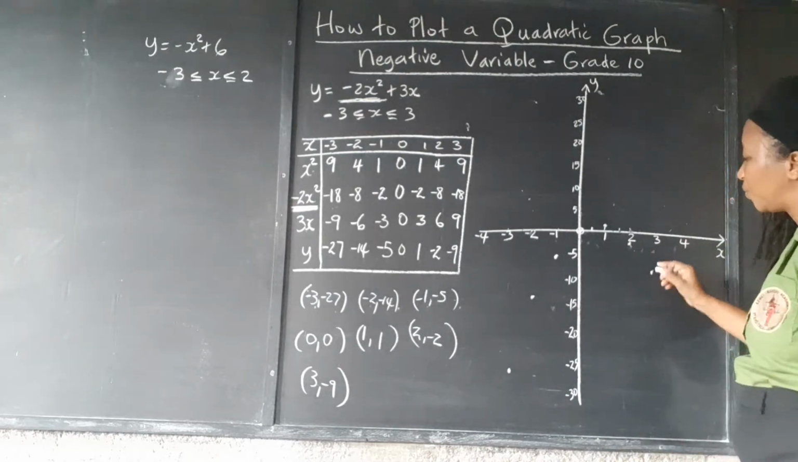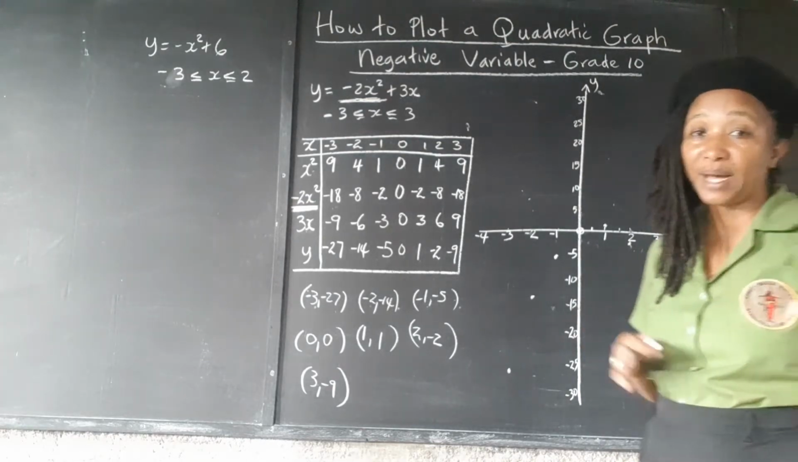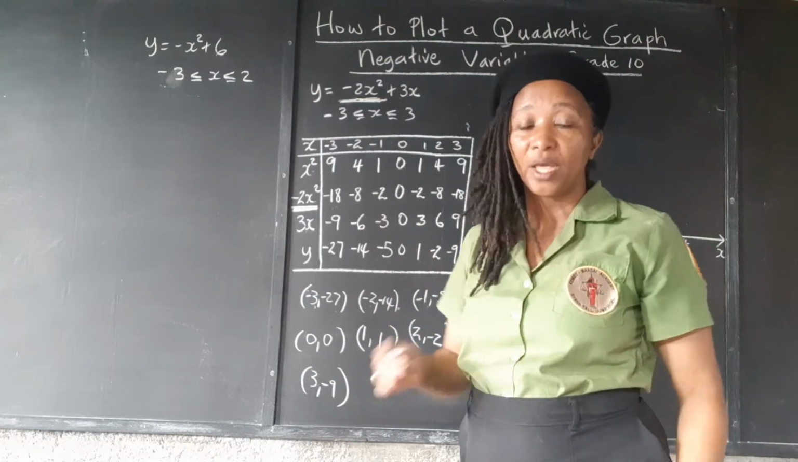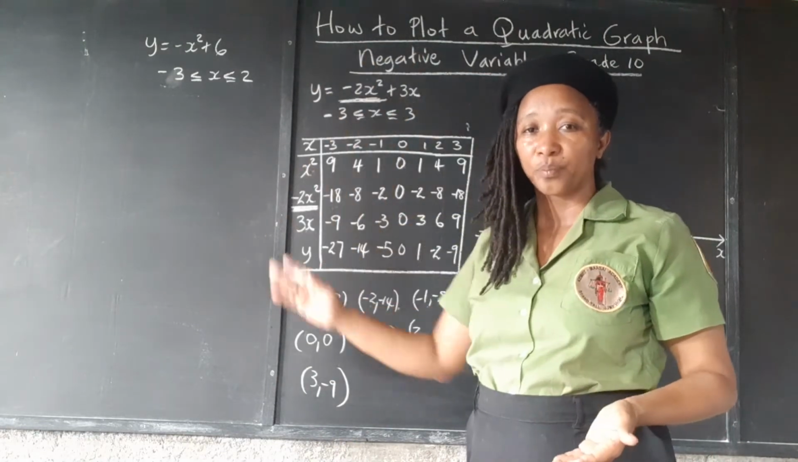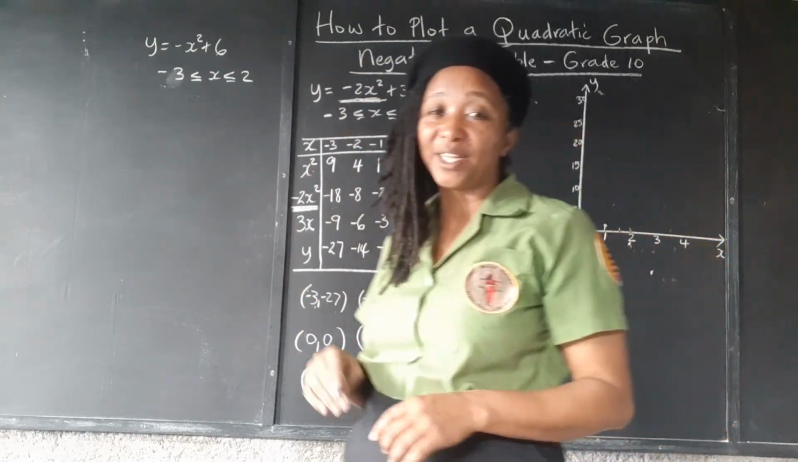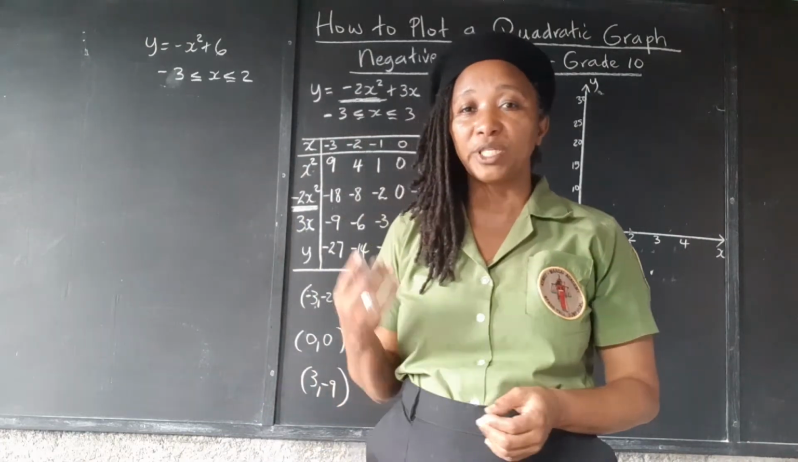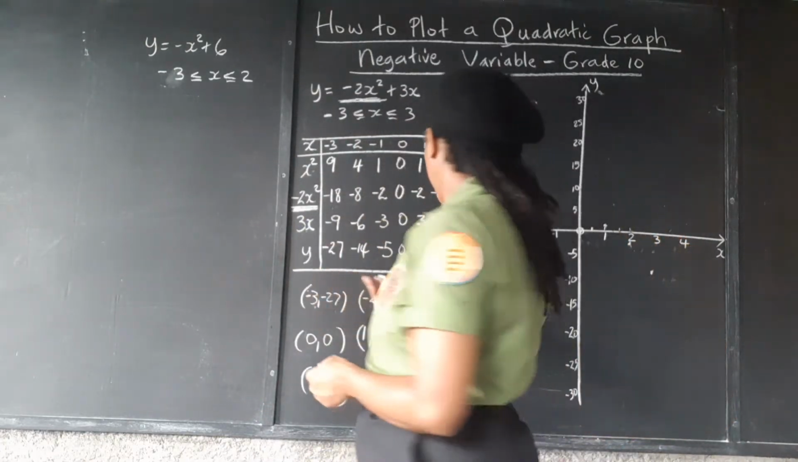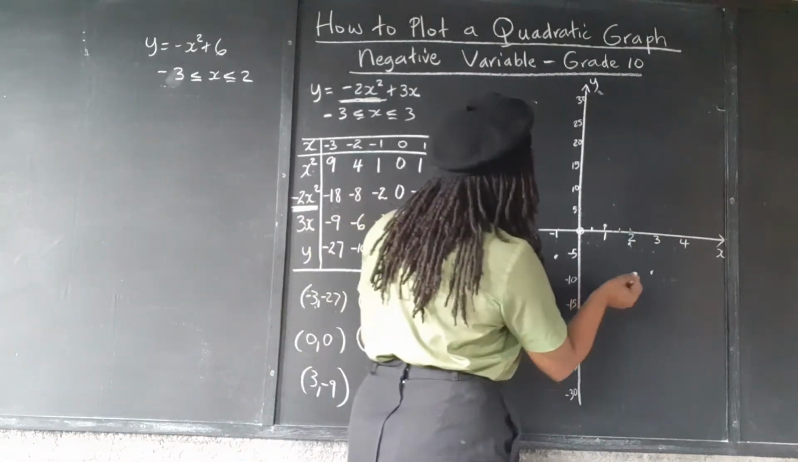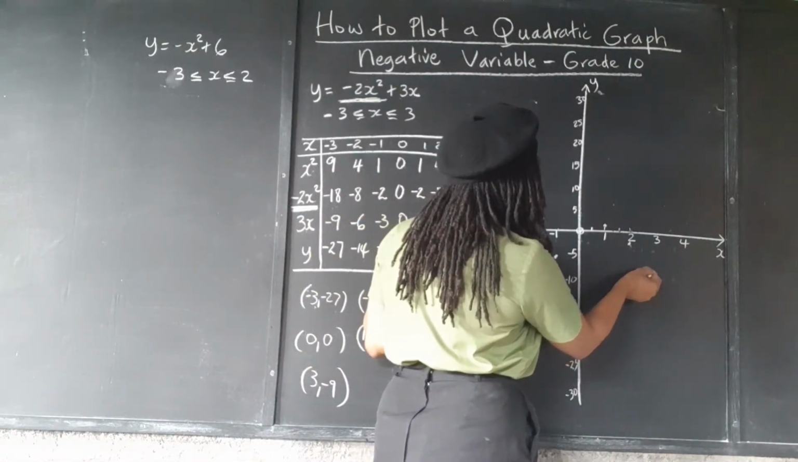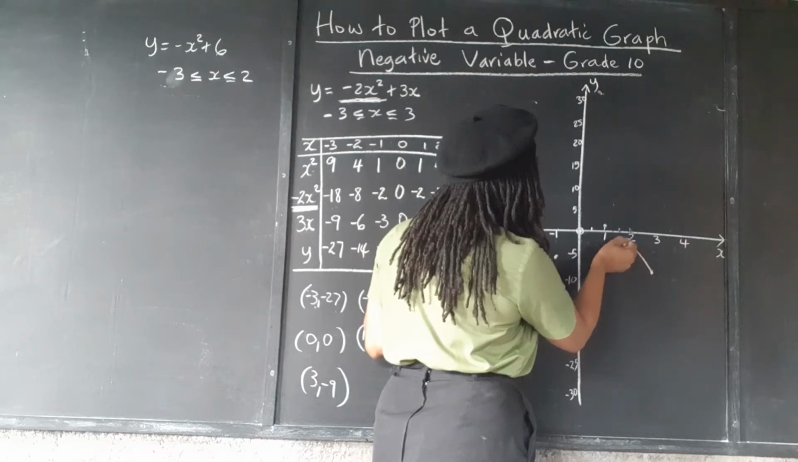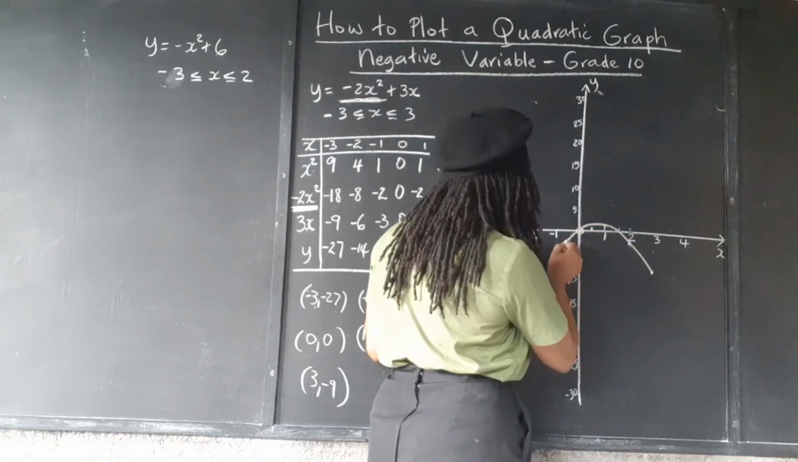So what we're going to do now is connect our points. Remember I said this is a quadratic graph. We're going to get a curve. You are not going to take your ruler and try to connect these points. You do that for a linear graph, which gives you a straight line. Here now you're going to use your dexterity and try your best to get a smooth curve.